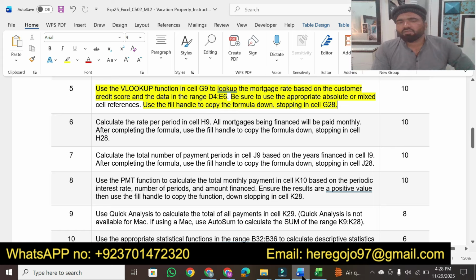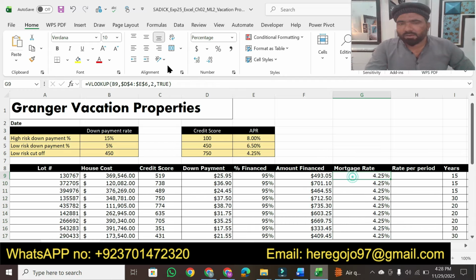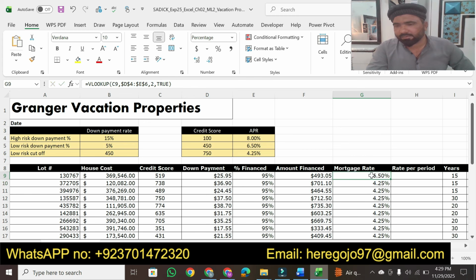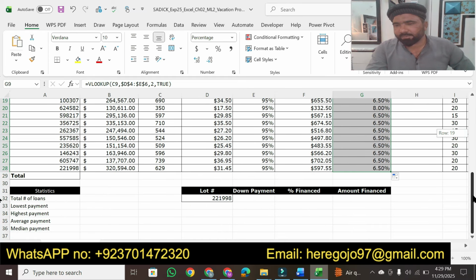In question number 5, we use the VLOOKUP function in cell G9 to look up the mortgage rate based on the customer credit score and data range in D4 to D6. Okay, first we have to select, here is the mistake, we have to select credit score. Then in table array we have to select this array. Okay, now simply press enter and our result will be there. Yes, now it's 100% correct.